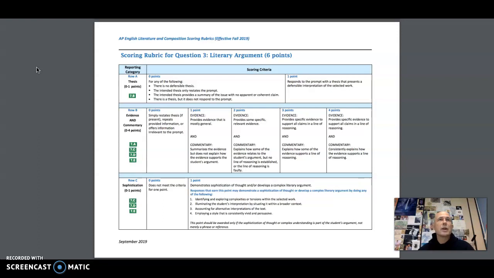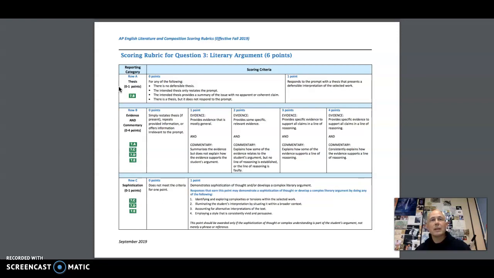So the first category up here is thesis. And this one's kind of an easy one. Either you get it or you don't. You either have a defensible interpretation of that text, a viable thesis, or you don't have one. We'll spend some time on thesis, but this should be one of the easier points that you get. Does it answer the prompt? Does it take a position? If it does, you have a thesis. It may not be a great thesis, but if you have one, at this point, you can still get that point.